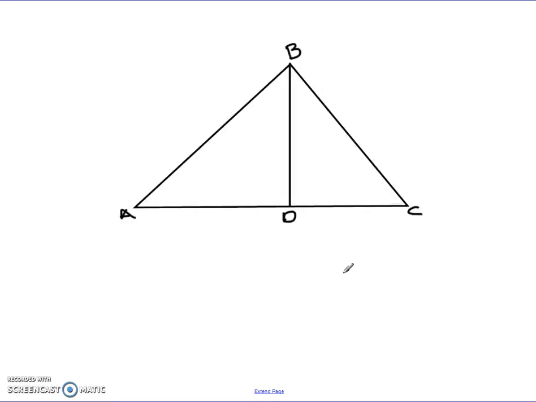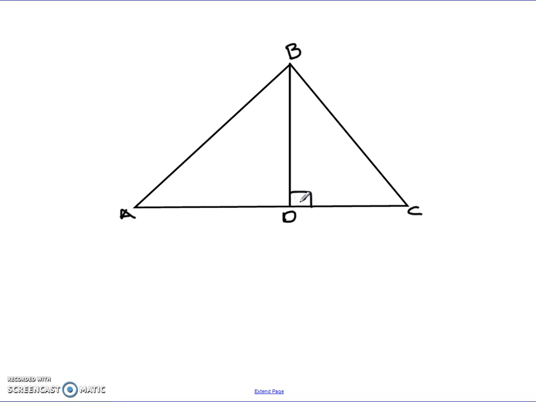Imagine I've got this triangle here, ABC, and I draw an altitude from B to D. Initially this might look very similar to a median, but you'll notice it doesn't split it in half exactly. When it touches the opposite side, it touches it perpendicularly to that side, i.e. at right angles. So the altitude of a triangle from B to D is perpendicular to the side it's opposite. It doesn't cut it in half exactly, but it's always perpendicular to that side.